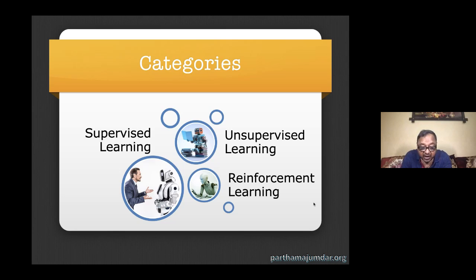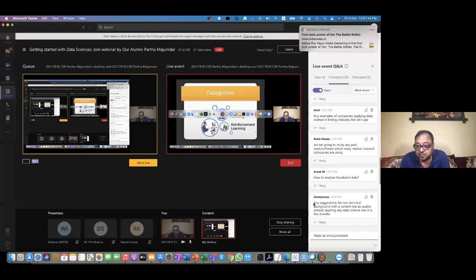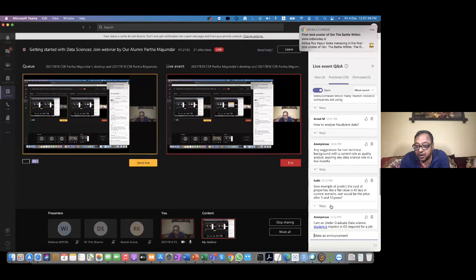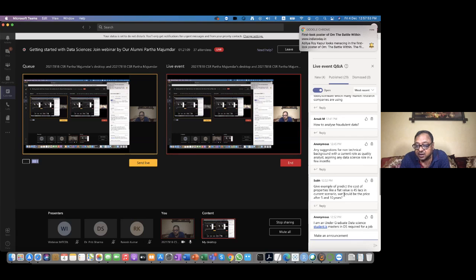Okay, I will just check whether there is any question. Give an example to predict the cost of property, like a flat value is 45 lakhs in the current scenario. What would be the price in 5 to 10 years?